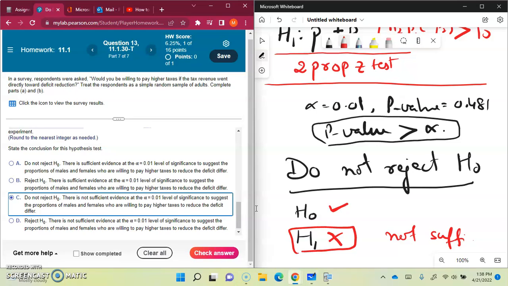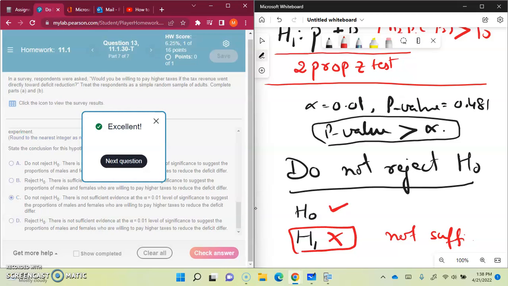We say there is not sufficient evidence at this level of significance to suggest that the proportion of males and females who are willing to pay higher taxes to reduce the deficit differ, right? So we are going against the alternate hypothesis. That means we do not have sufficient evidence to support the alternate hypothesis. That should be the correct option. Okay, that is it for question number 13.